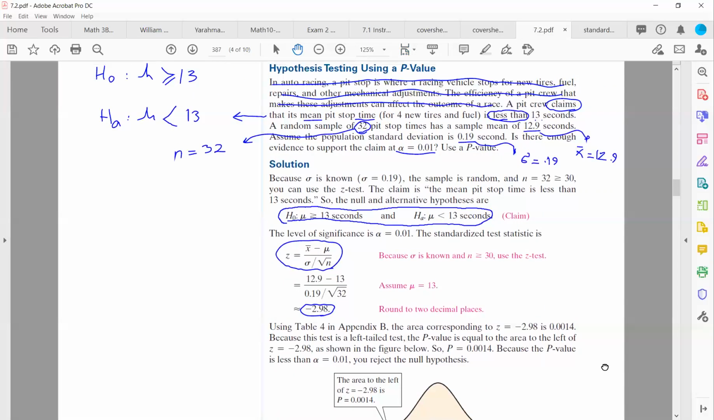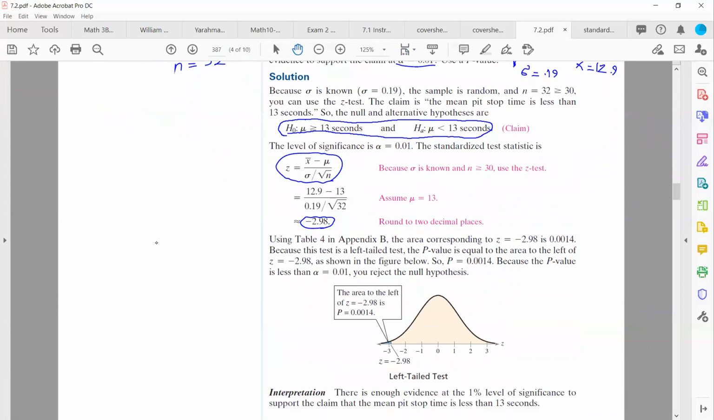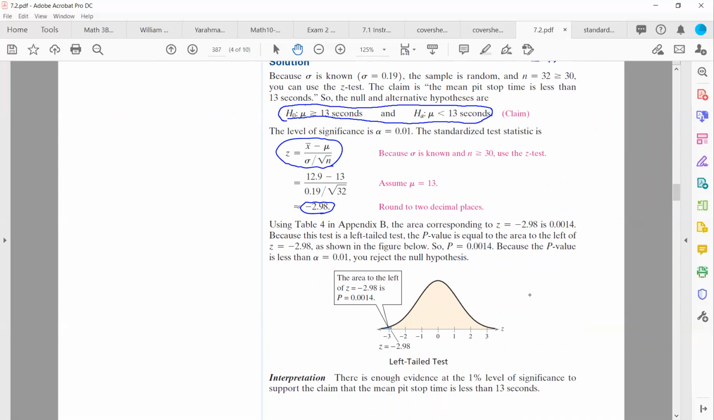Next step, after finding z, we need to find our p-value. Note that here you have a left-tailed graph, because of your alternative hypothesis. So you just look at your table, you find the area for z negative 2.98, which is something very small. The p-value is 0.0014. Is this less than alpha? Of course, this is very small. It's almost around 0.